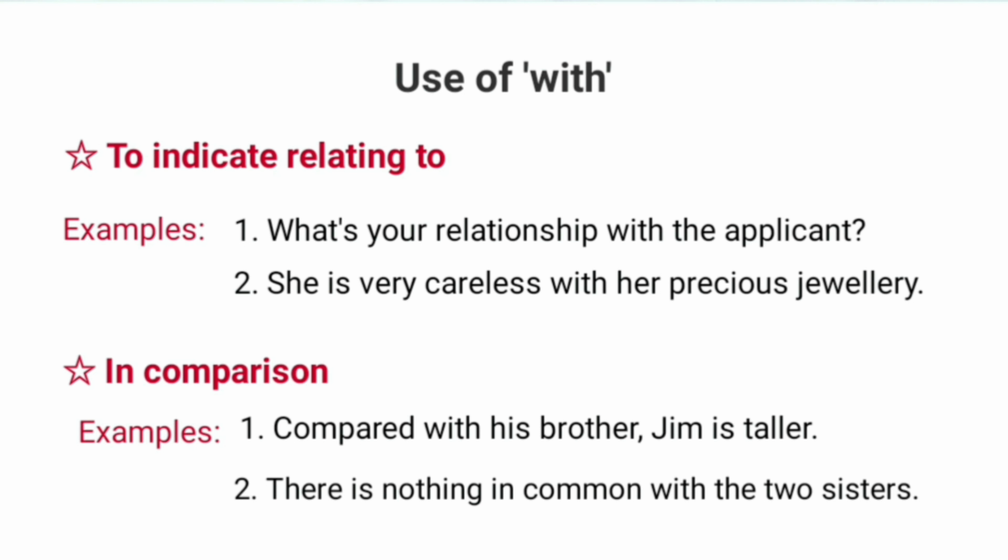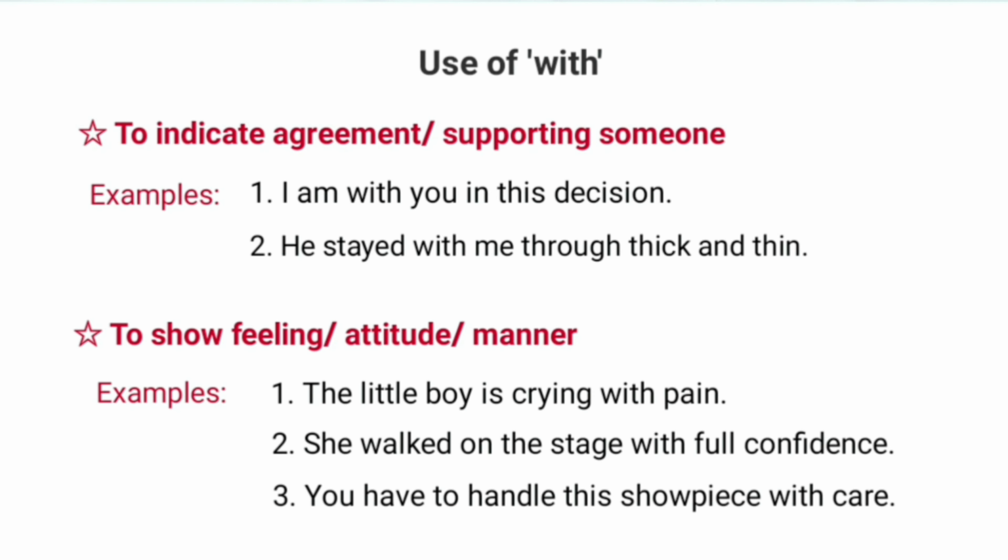While talking about comparison, with is used. Examples: compared with his brother, Jim is taller. There is nothing in common with the two sisters. To indicate agreement or supporting someone, we use with. Examples: I am with you in this decision. It indicates agreement. He stayed with me through thick and thin. It is an example of supporting someone. Here, through thick and thin means under all circumstances.